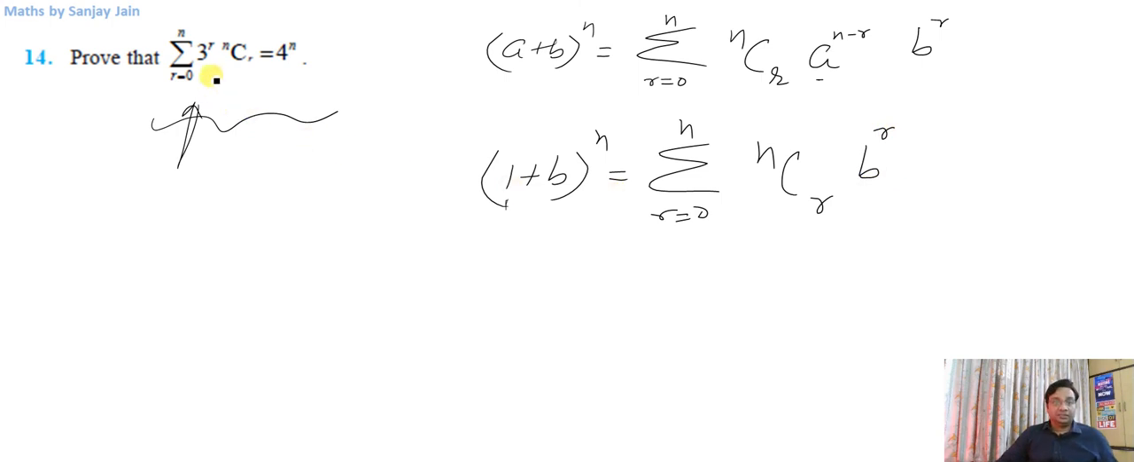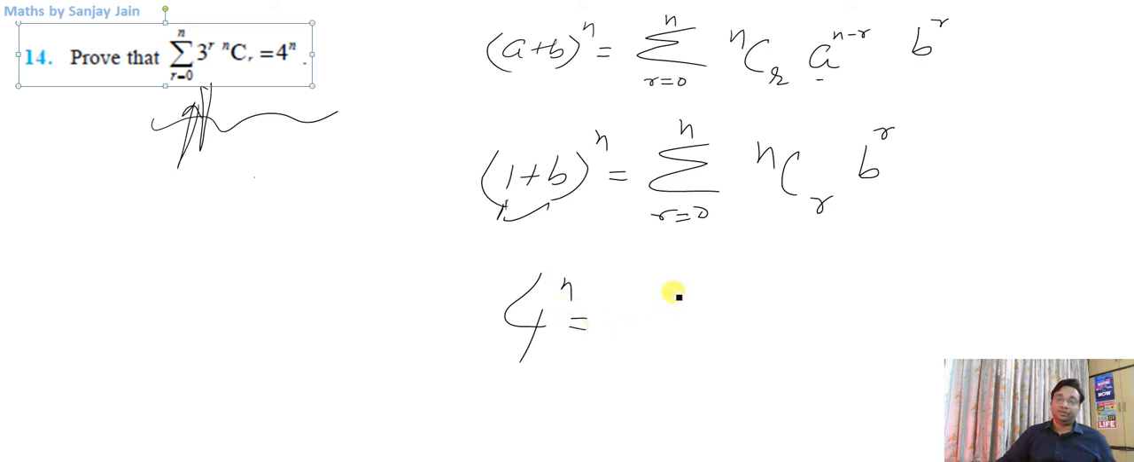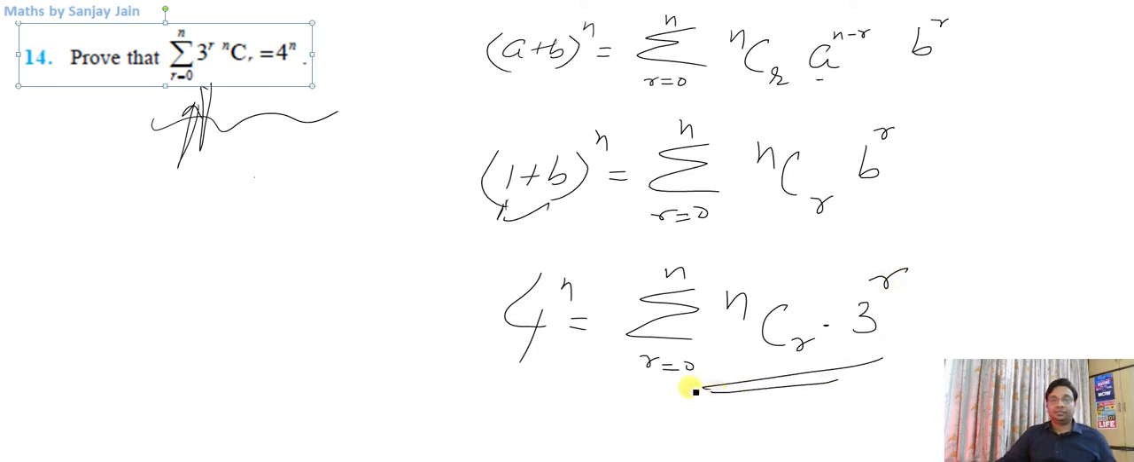Now see, this is something like this. a is 1, b is 3 here. So let me just write b equal to 3 in this. If I write b equal to 3, this will become 4 raised to power n. And on the right hand side, I'll have the sum r equal to 0 to n of ncr b raised to power r, that is 3 raised to power r. So it is of this format. So this is proved. One, you can go by this way.